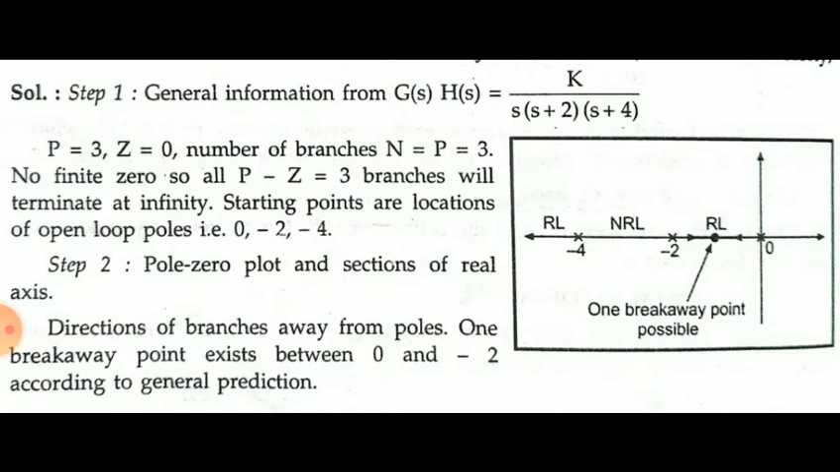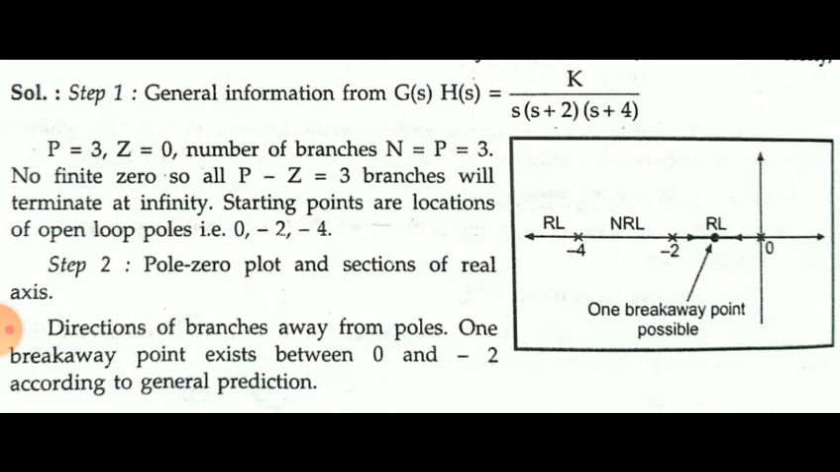If you equate the denominator equal to 0, so S equal to 0, then S plus 2 equal to 0, this means S equal to -2, and S plus 4 equal to 0 means S equal to -4. So these are the starting points or locations of the open loop poles, that is 0, -2, -4.